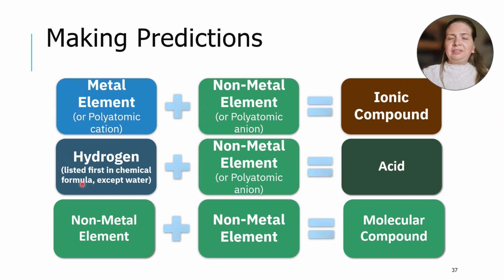For an acid, the first element listed in the chemical formula is hydrogen, and it will be bonded to a nonmetal element or a polyatomic anion. So a formula with hydrogen listed first and a nonmetal element or polyatomic anion will be an acid. Finally, if a nonmetal element is bonded to another nonmetal element, the compound will be a molecular compound.